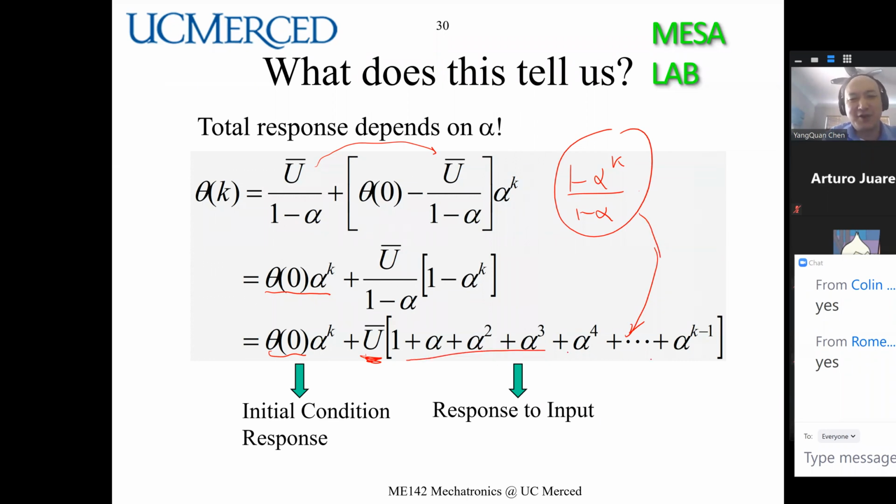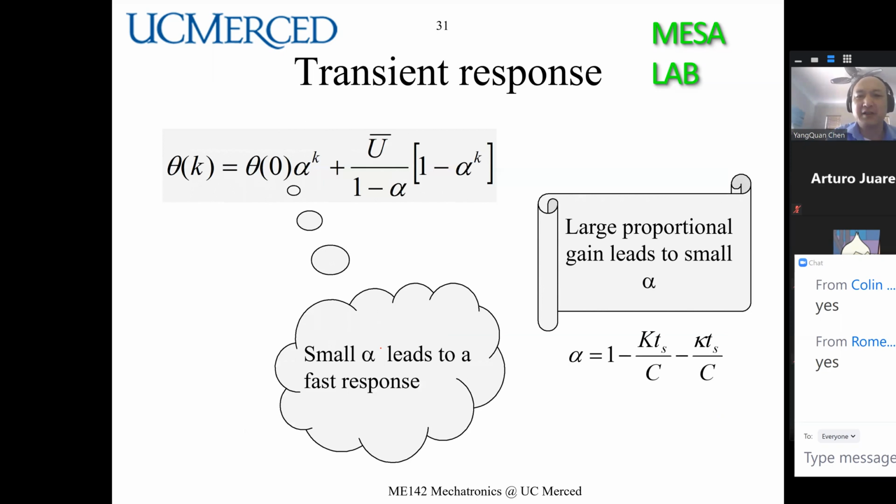And this power form will remind you of what? It's like an integrator, adding everything together. So that's due to the constant input. So in the end, with a small alpha, you have fast convergence. While alpha is this one.